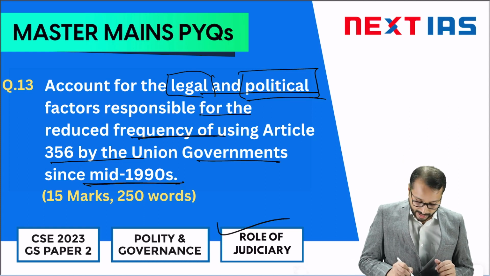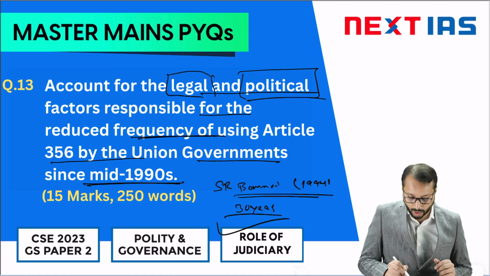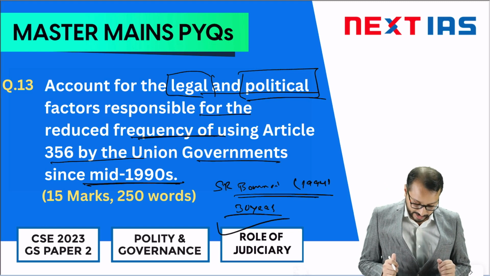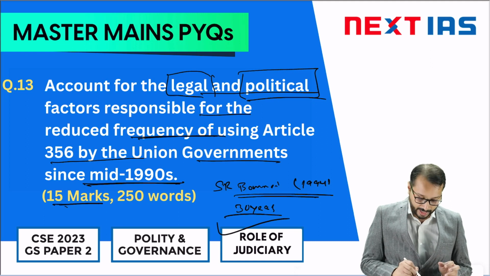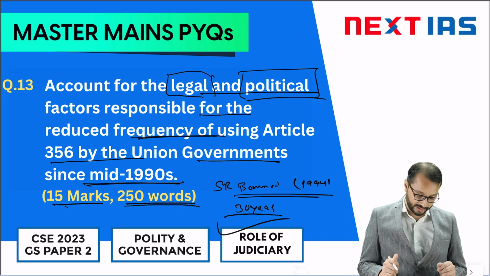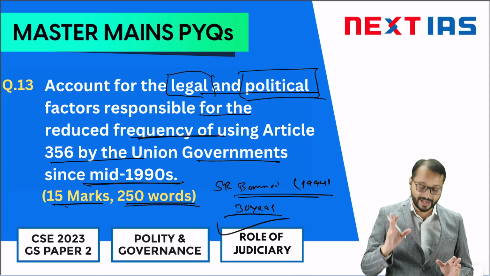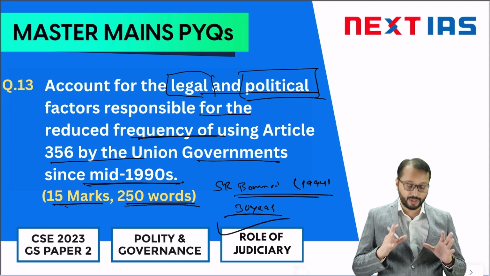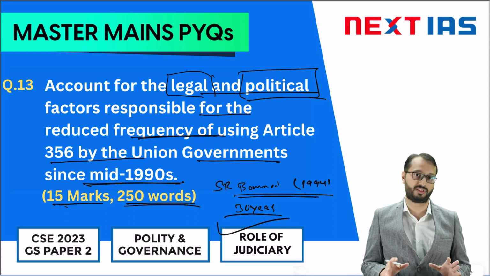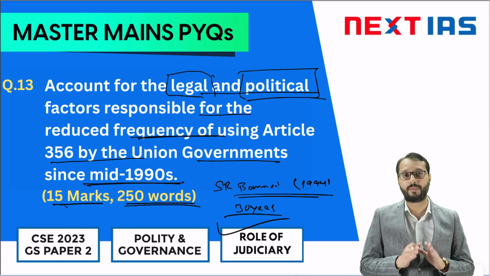And if you notice the SR Bomai judgment that happened somewhere in 1994, it is about to complete 30 years. So that could also be one of the important reasons why UPSC has asked this particular question. However, it was asked as a 15 marker, and you have to write it in 250 words, right? So the demand of the question is very clear. The question is asking you to account for what legal and political factors have reduced the frequency of the usage of 356.